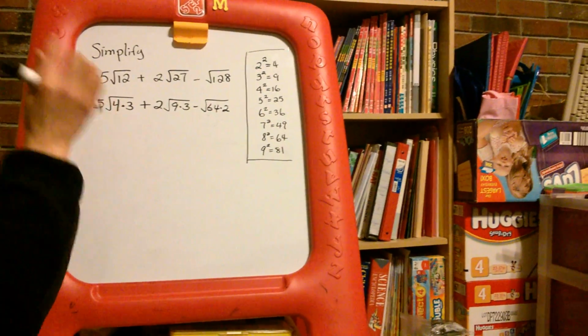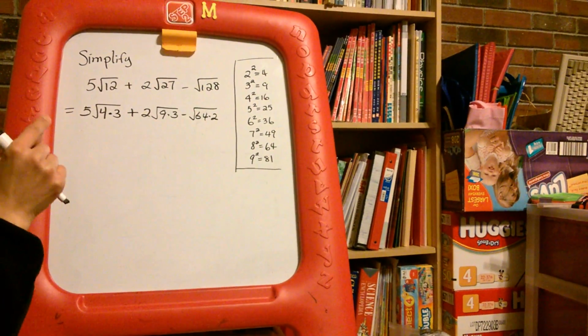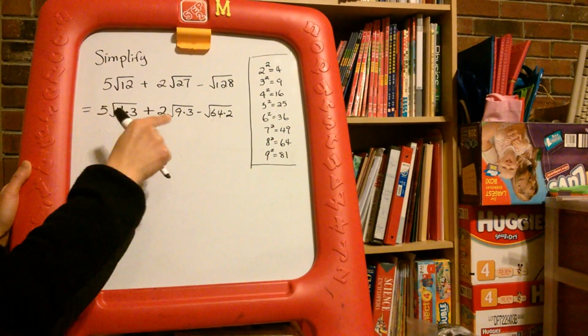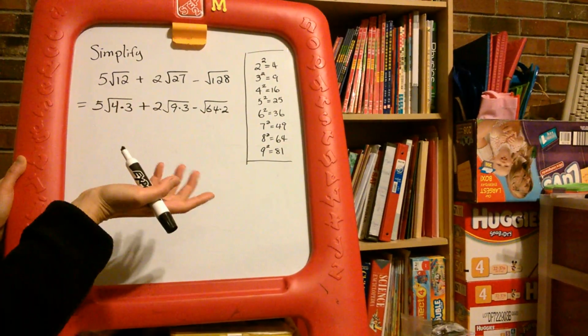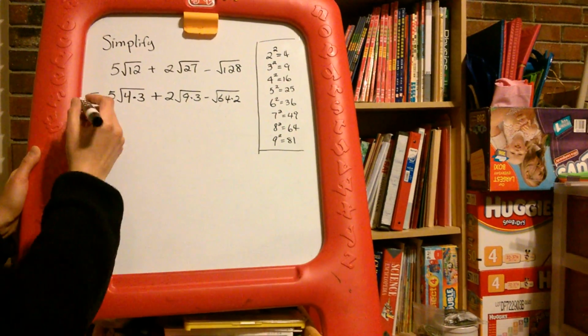So basically, you are trying to factor the number inside the radical into one perfect square number, and the other one is the leftover. But the perfect square number has to be the greatest you can find.